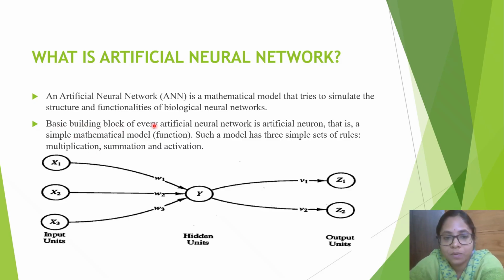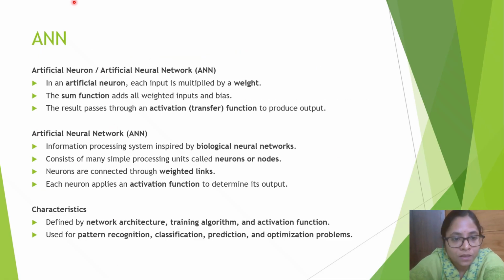The basic building block of every artificial neural network is the artificial neuron, a simple mathematical model. Such a model has three simple rules: multiplication, summation, and the activation function. Each neuron has its own activation function. Based on that activation, the neuron proceeds to connect with the next layer neurons. So in artificial neurons, each input is multiplied by a weight. The summation function adds all the weighted inputs along with the bias value. The result is passed through the activation function to produce the output.